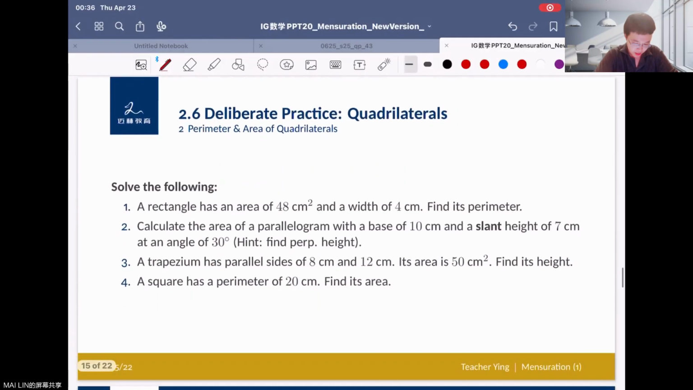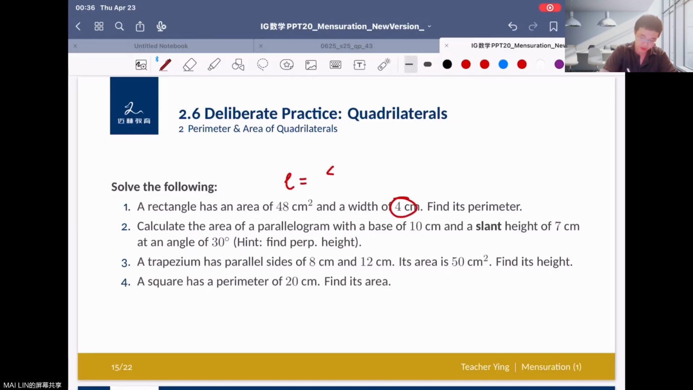Okay, and also we have some deliberate practice for you. If you want to do it yourself, you can first pause the video. But if you want to follow with me, you can keep going. Let's go into the first problem. A rectangle has an area of 48 centimeters squared and a width of 4 centimeters. Find the perimeter. Area equals width times length, so width is 4 centimeters.